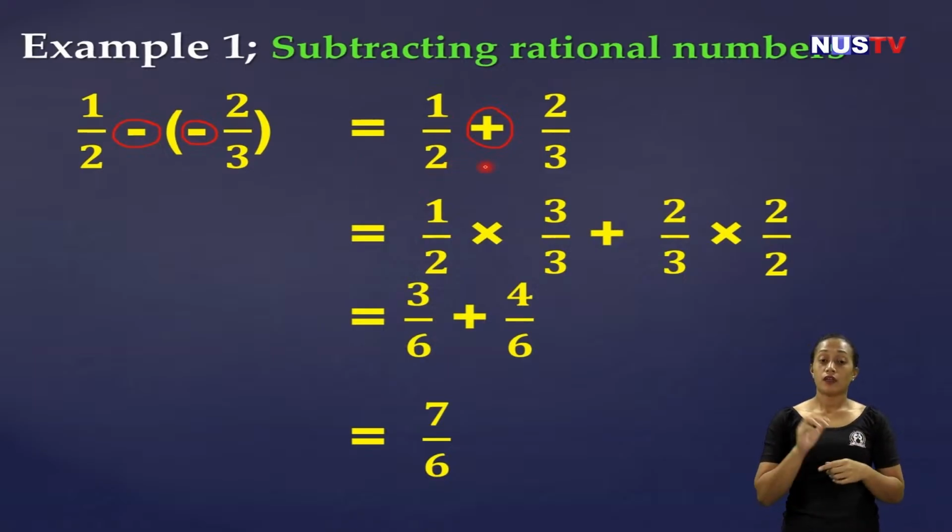So half plus 2 over 3. The denominator should be the same.